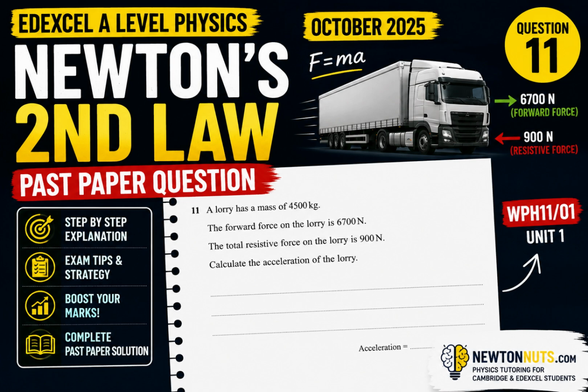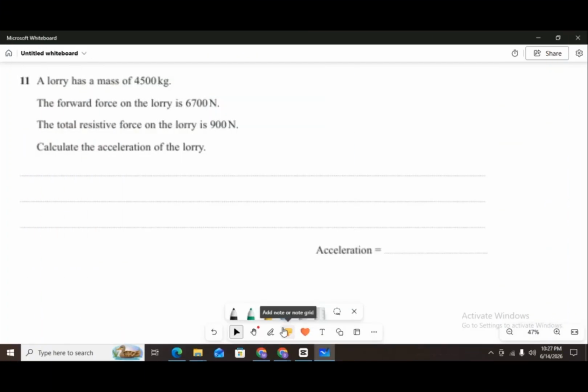In today's video, we are going to solve question 11 from the Edexcel International A Level Physics Unit 1 paper. This question tests your understanding of Newton's second law and how to calculate the acceleration when both driving and resistive forces are acting on an object. So let's get started and dive into the question.